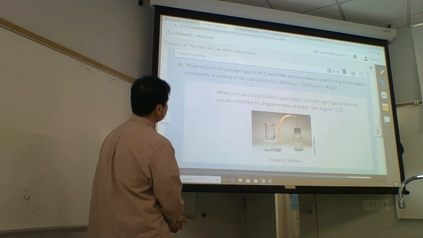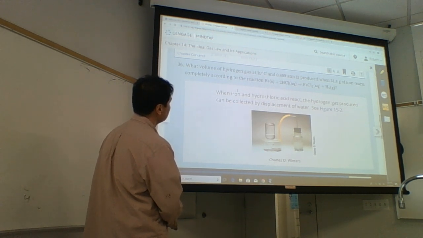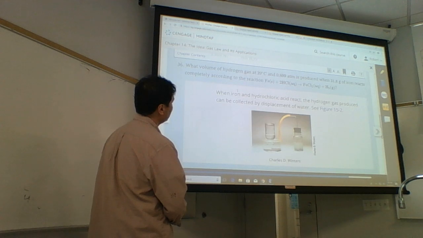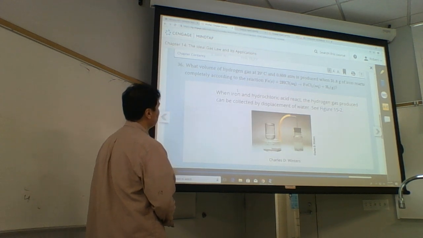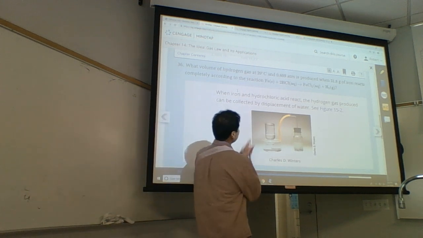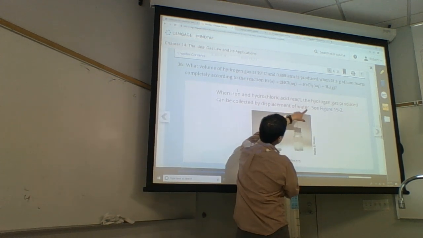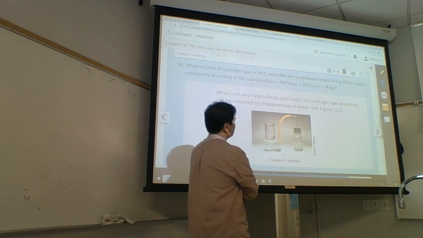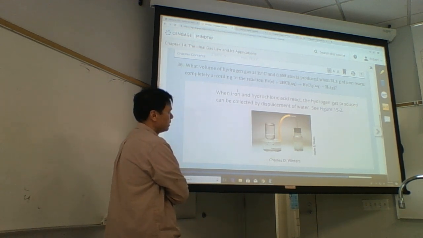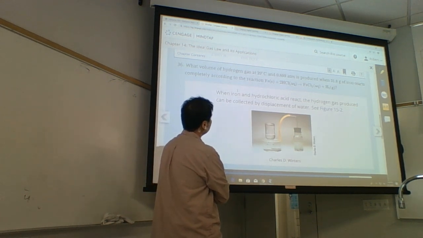What volume of hydrogen gas at 29 degrees C and 0.809 atmospheres is produced when 31.8 grams of iron react completely? So we would go from grams of iron to moles of iron to moles of hydrogen. And from moles of hydrogen, we get the volume of hydrogen, either by using the ideal gas law or the molar volume.